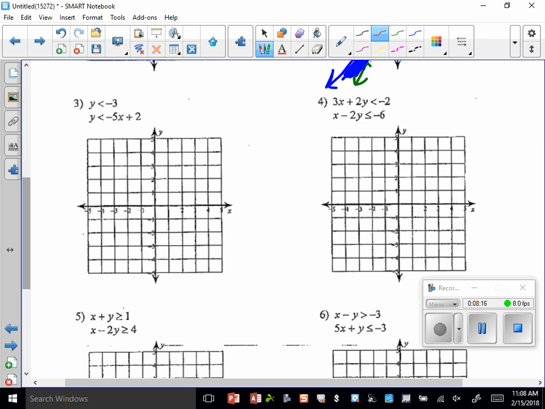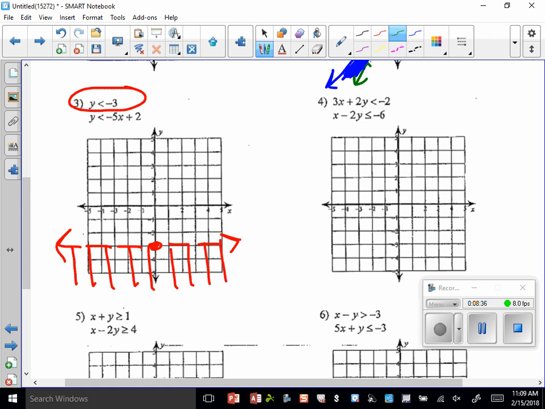Now, in number 3, this is a horizontal line because it only has a Y value, Y letter, that is. So I'm going to go down here to negative 3, and let's make a horizontal line. Okay, now since it's less than, I shade below the line. Okay, and then for the other line, I am going to start at positive 2. And then I'm going to go down 5 and to the right 1. And I really can't do that again because I'm out of space.